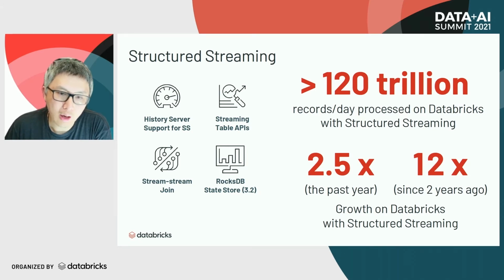Structured streaming is one of the most important components for Apache Spark. Here, I will summarize the major streaming improvements, including a new streaming table API, support for stream joins, and multiple monitoring enhancements. At the end, I will also talk about the ongoing work related to the state store. Structured streaming makes stream processing much simpler. On Databricks, the usage of streaming is growing very fast. Every day, the number of records processed by our structured streaming is more than 120 trillion.